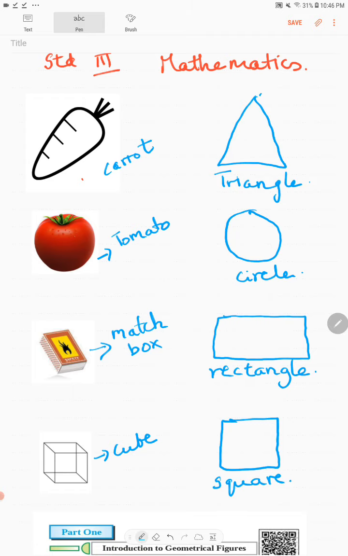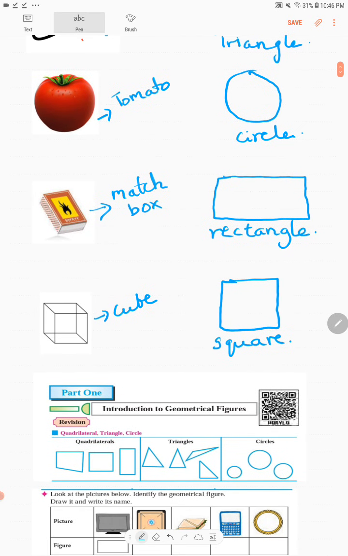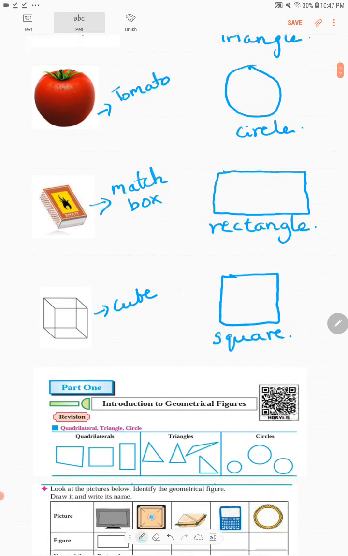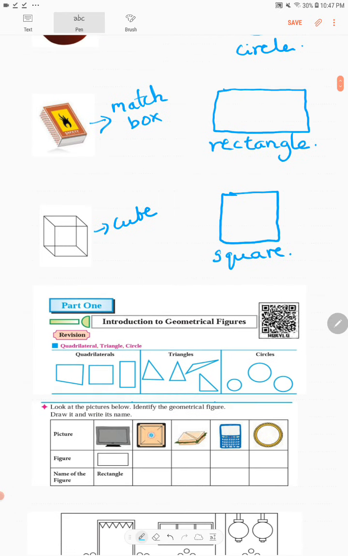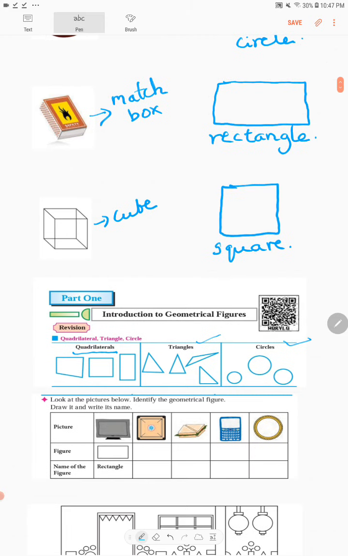Now children, today we will start with the first chapter of mathematics, that is Introduction to Geometric Figures of Standard 3. Now see, whatever I had spoken: triangles, circles and quadrilaterals. What is a quadrilateral? A quadrilateral is a four-sided figure. Quadri means four. Quadrilateral means four-sided figure.